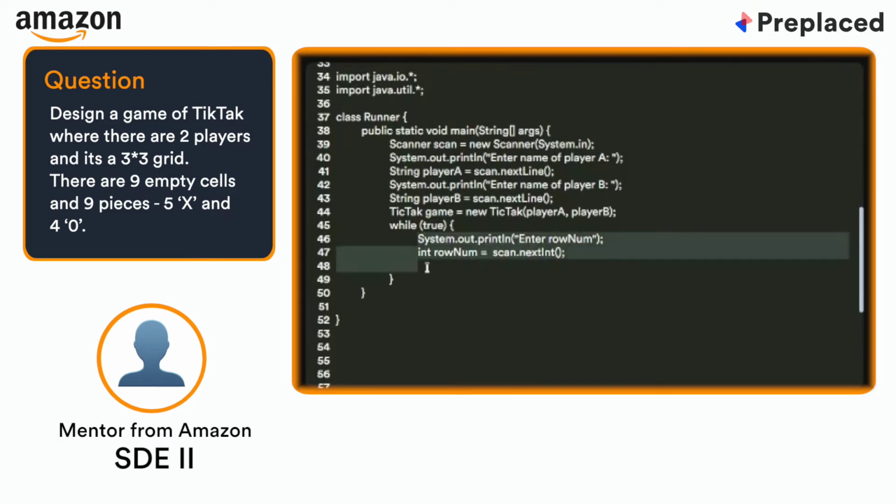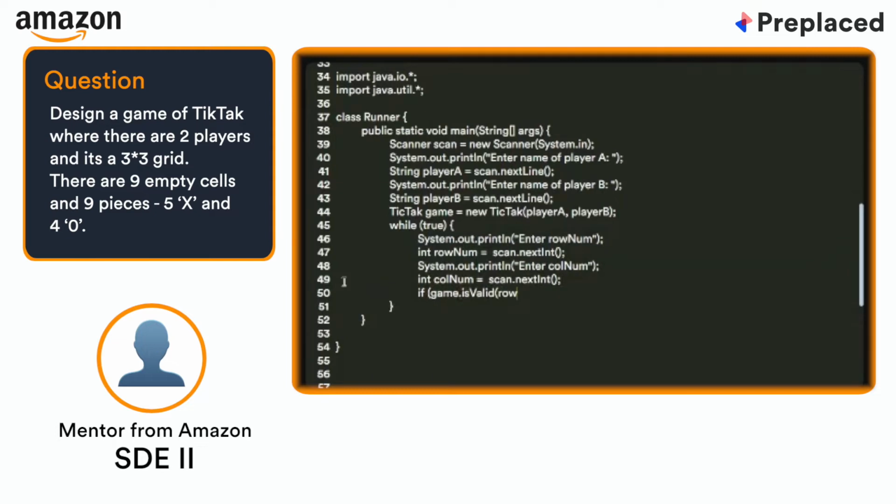And then I will just say column num equals scan.nextInt(), and I will just ask it to be entered as well. Enter the column name. So now once the user has filled that, I will check if game.isValid(rowNum, columnNum). Whatever the user has entered, if it is valid, then I will just say game.play.